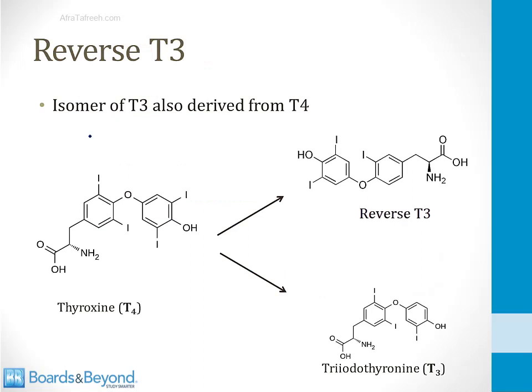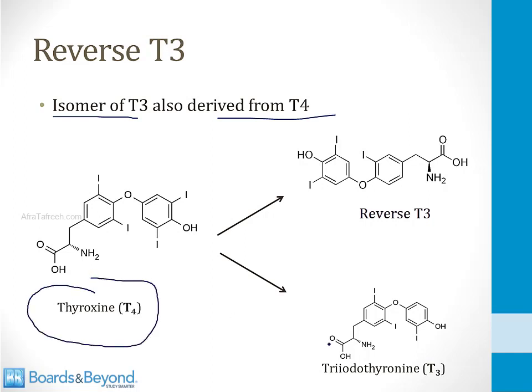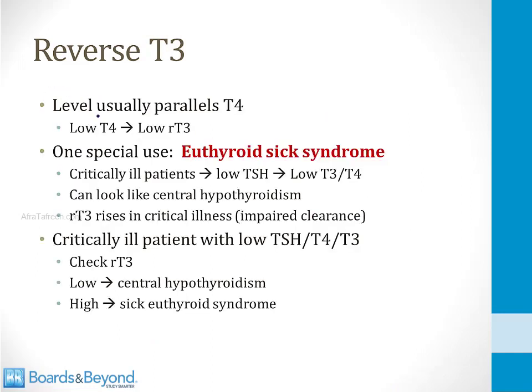Reverse T3 is a blood test that is sometimes used to work up certain thyroid disorders. Reverse T3 is an isomer of T3. It is also derived from T4 just like T3. So on the left side of the screen is the structure of thyroxine. It can be used to form T3 as you know, but it can also form reverse T3, which has the same atomic makeup, but the molecules are put together differently. Therefore, it's an isomer of T3. The levels of reverse T3 in the plasma usually parallel the level of T4, so when there's low T4, there is also low reverse T3.